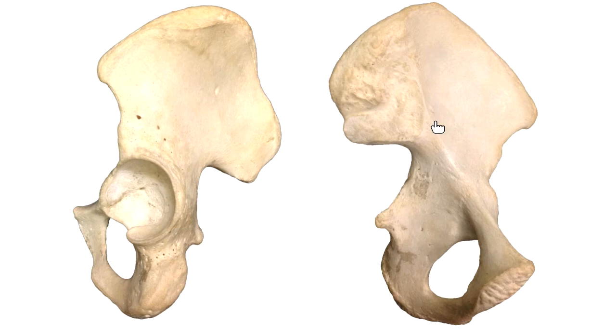Now, here we can really see this rough region where it attaches to the sacrum, to your fused vertebrae at the bottom of your vertebral column. So this is the auricular surface, or if you put sacroiliac joint, sacroiliac articulation, I would take that as well.